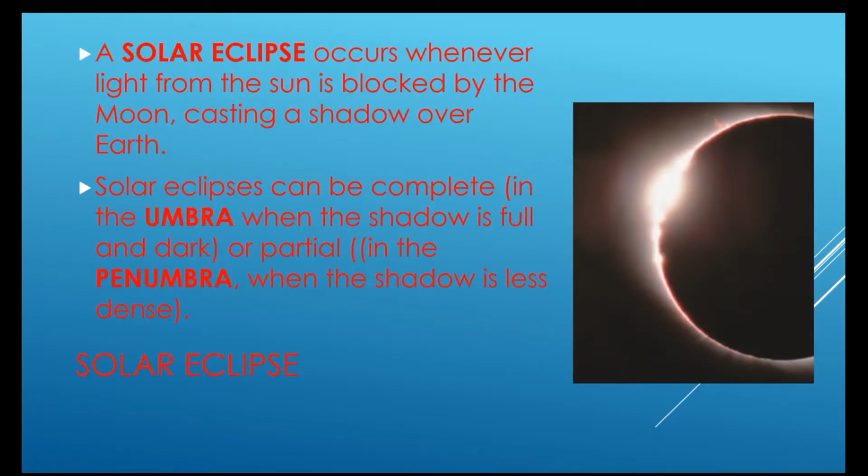On the other hand, if we look at a solar eclipse, this occurs when the light from the sun is blocked by the moon, and then it casts a shadow over the Earth. Solar eclipses can be complete in the umbra when the shadow is fully in the dark, or as a partial eclipse in the penumbra when the shadow is less dense and only partially casts a shadow across the Earth.